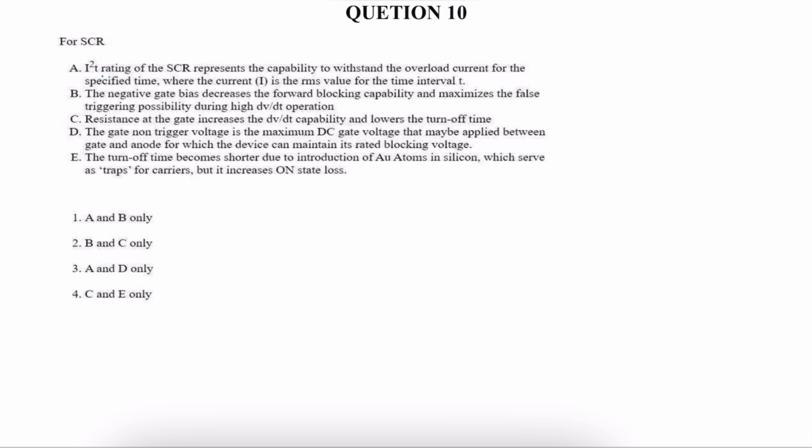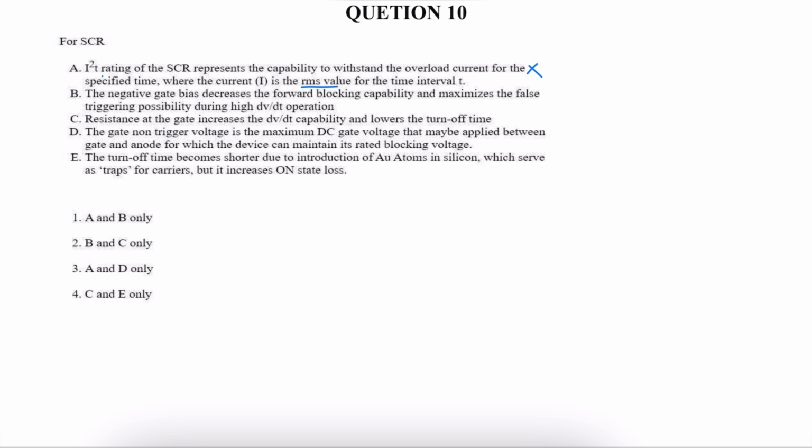For a silicon controlled rectifier, the I square t rating of an SCR represents the capability to withstand the overload current for a specific time, where I is the RMS value of current. I is the instantaneous value of current. Statement A is wrong. The I square t rating represents its capability to withstand the overload current for a specific amount of time without being damaged, where I is the instantaneous current, t is the time period.